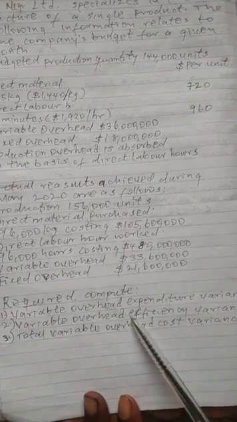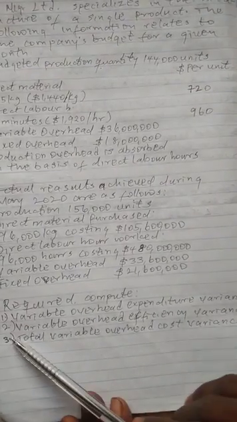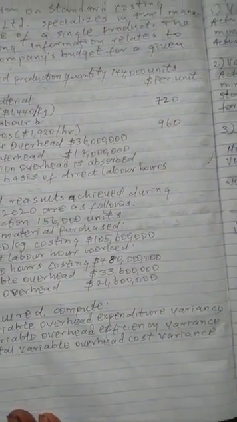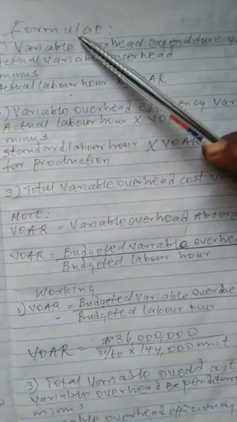Required. Compute 1. Variable overhead expenditure variance. 2. Variable overhead efficiency variance. 3. Total variable overhead cost variance. Formula A.